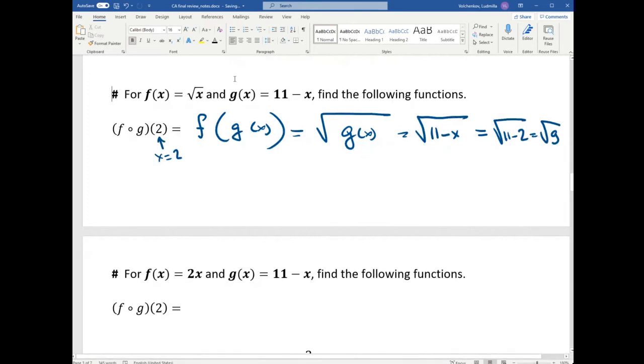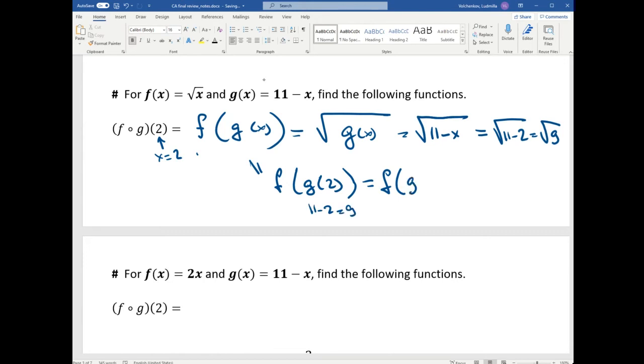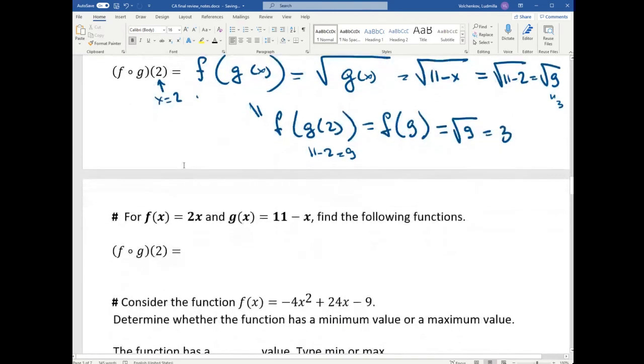You can work differently. You can continue differently. You can determine f of g of 2. You can substitute this 2 directly. First find g of 2. g of 2 is 11 minus 2, which is 9. And then find f of 9, square root of 9, which is 3. Okay, both will work.